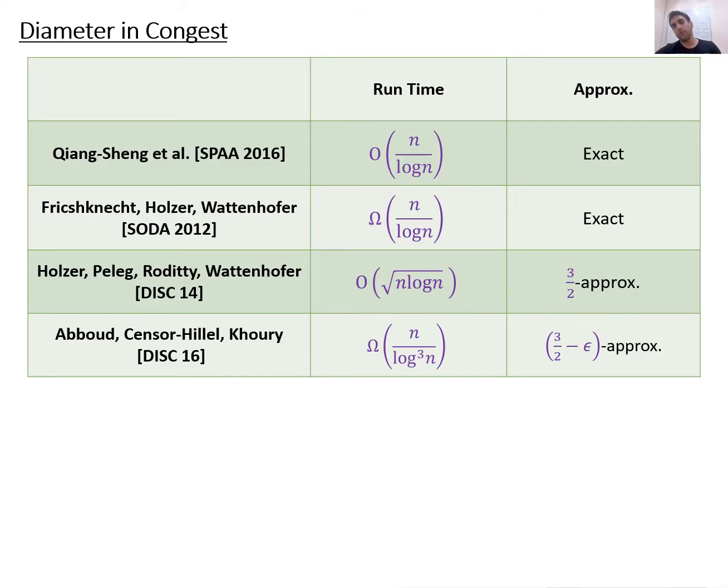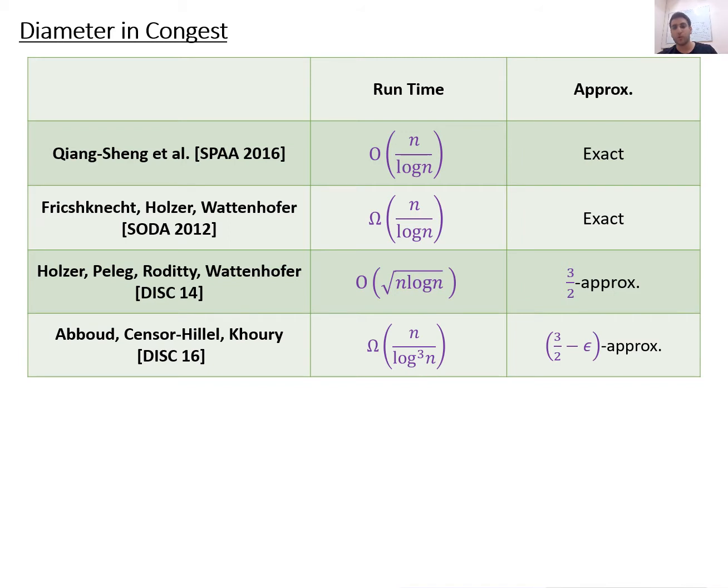And now let me tell you about some related work and compare them to our results. If you want to find the exact diameter in the CONGEST model, then we know that we can do it in O of n over log n rounds, and there is a matching lower bound. But if you want to settle for 3/2 approximation, then you can do it in O of root n log n rounds. But if you want to find anything better than 3/2 approximation, then we know that you will need a near-linear number of rounds.